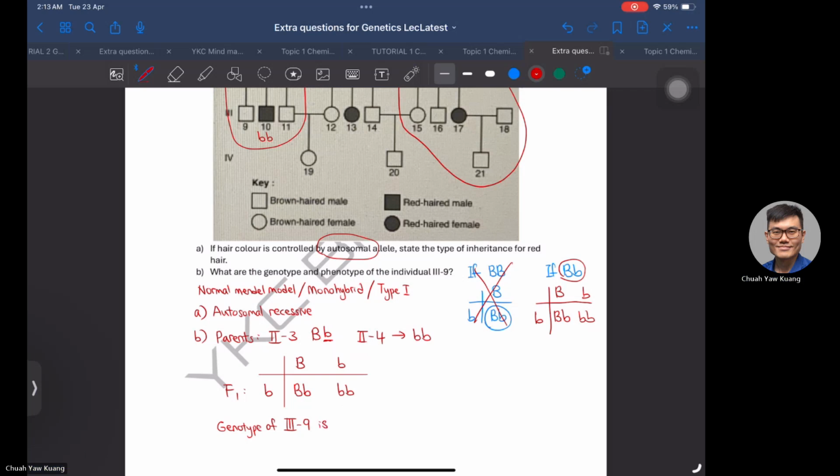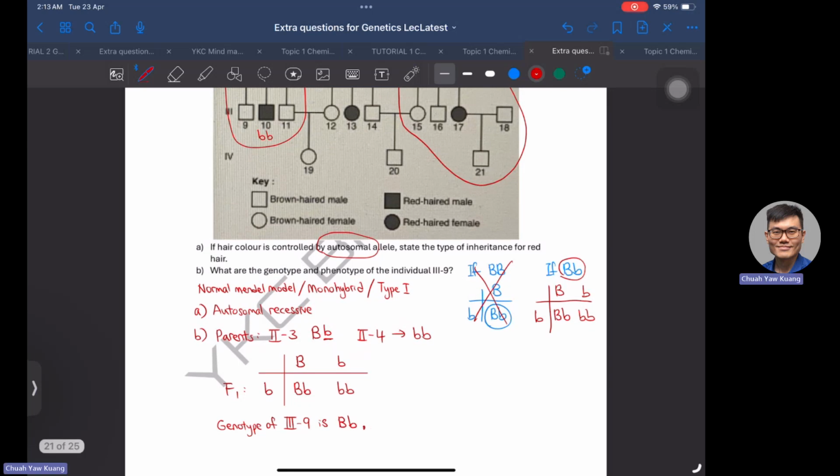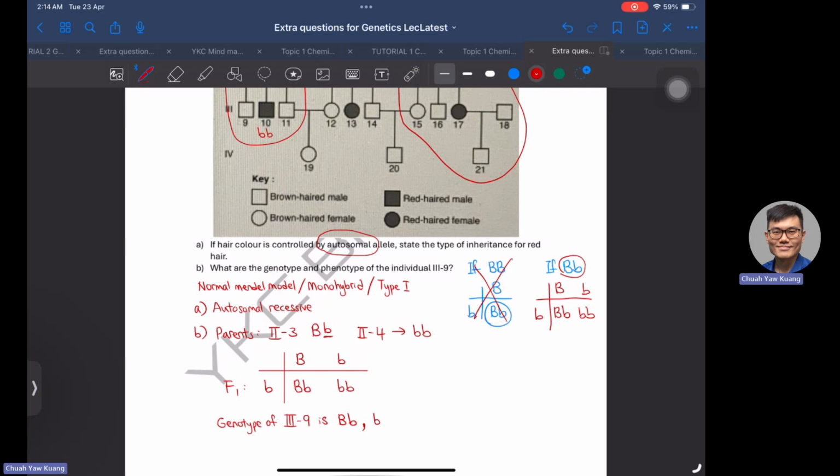So it is heterozygous. Then how about the phenotype? Heterozygous means it is brown hair. 3-9 is a male, so you have to write he is a brown hair male. Even though the question didn't ask for the gender, it is shown in the pedigree, so you still have to put that to be safe. Brown hair, male. Okay, so with that, that is basically all for these questions.